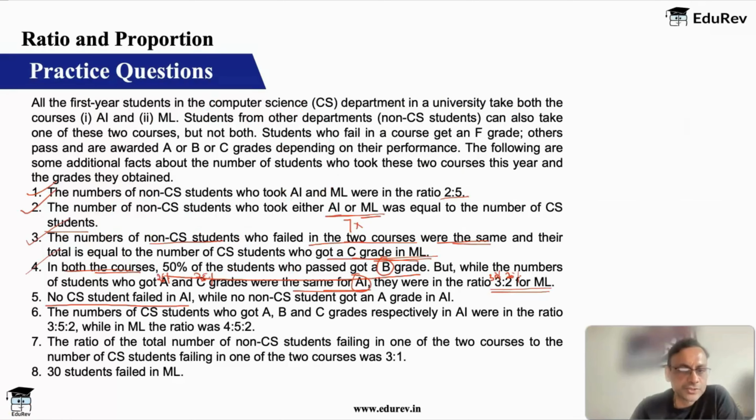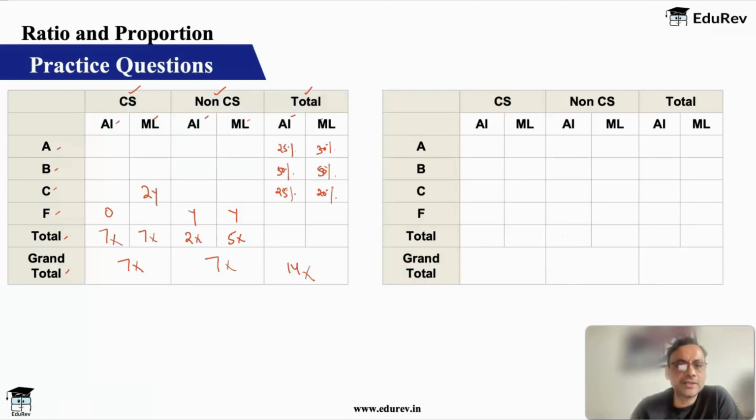No CS student failed in AI, while no non-CS student got A in AI. Non-CS student got A in AI: this is 0.